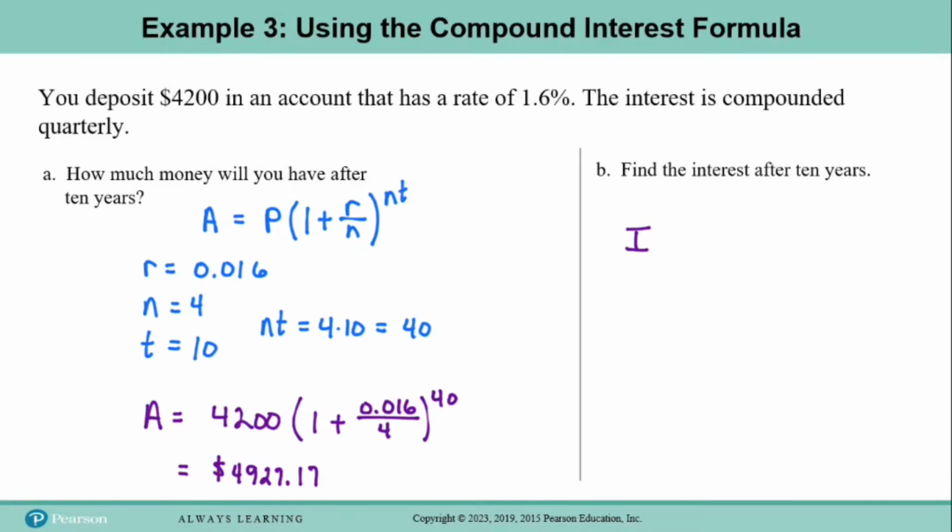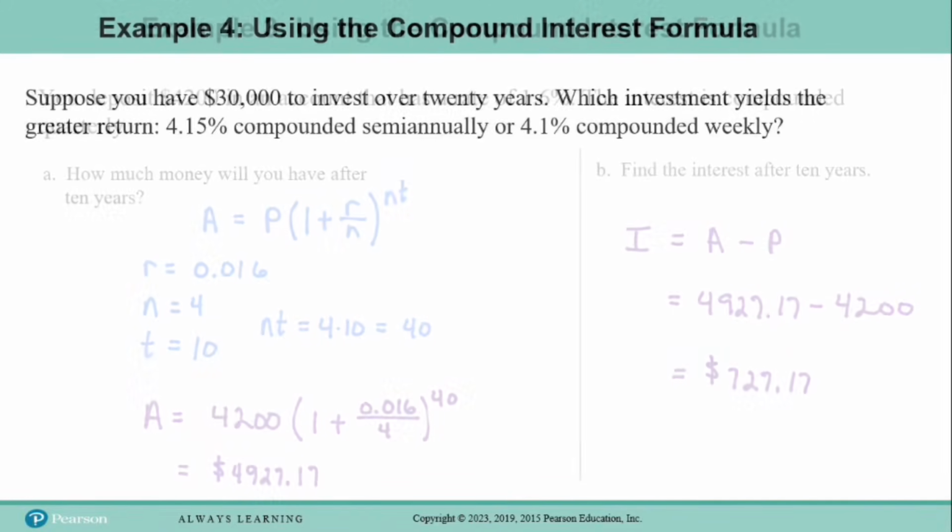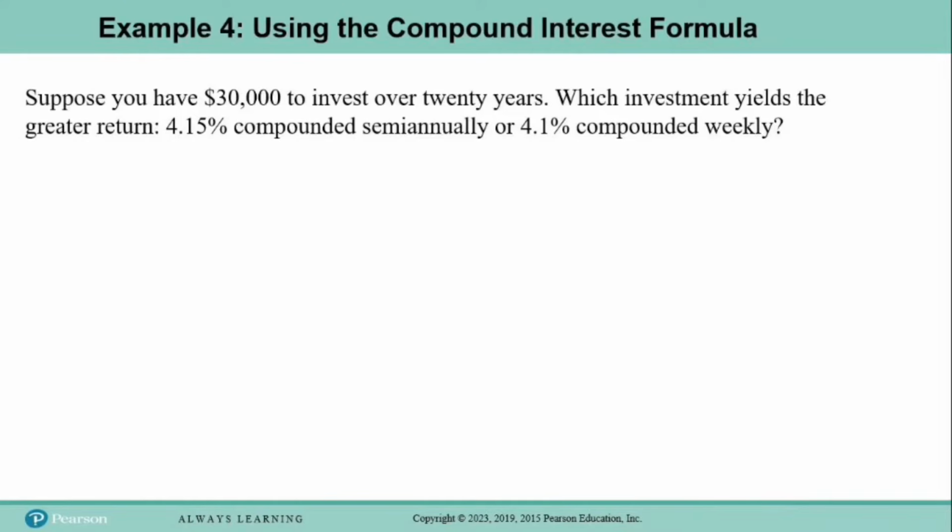And then for part B, find the interest after 10 years. We will just take our future value minus our principal, and that will be $4,927.17 minus $4,200 for an interest amount of $727.17.